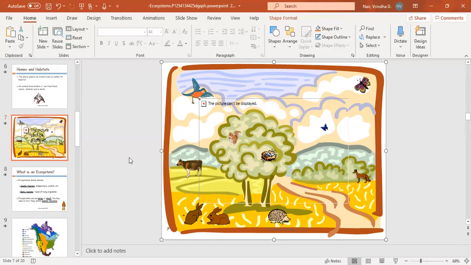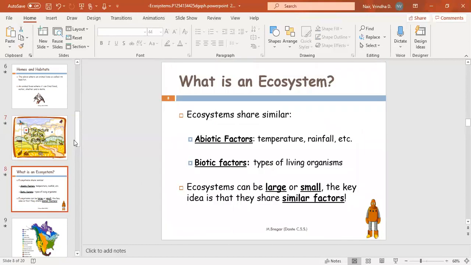So again, we have biotic and abiotic. What is biotic? Biotics are anything that is living or was living, and abiotic is that which is non-living. Abiotic factors can be temperature, rainfall, rock, water, etc. Biotic factors are anything that is connected to living organisms.